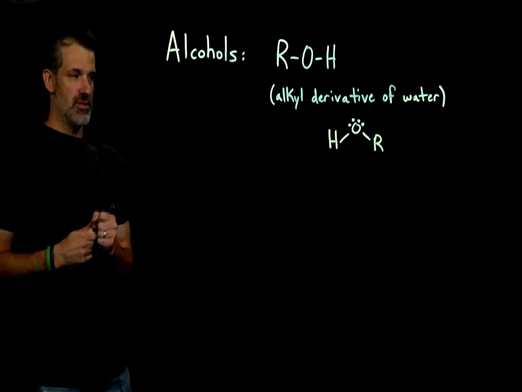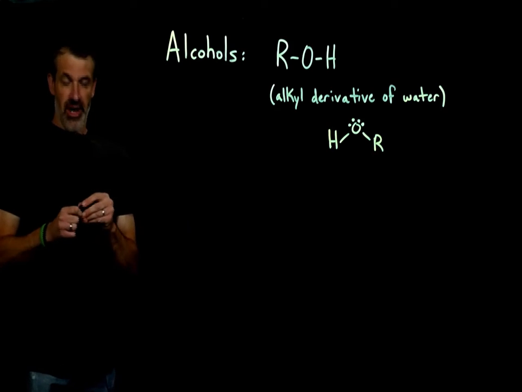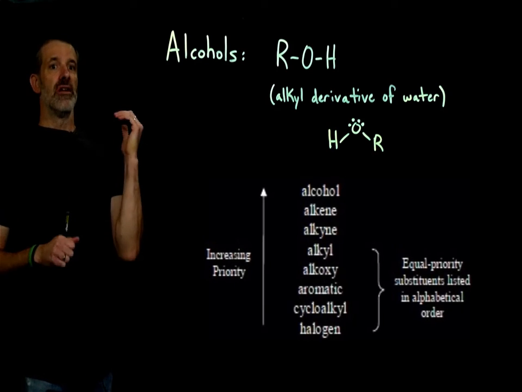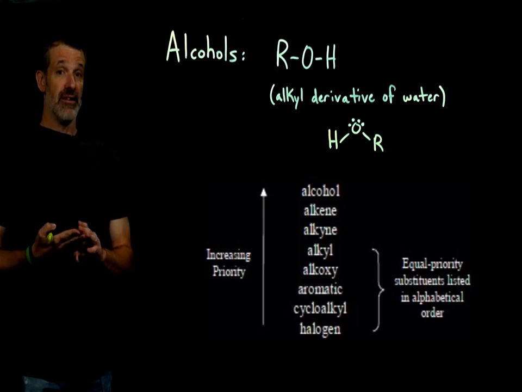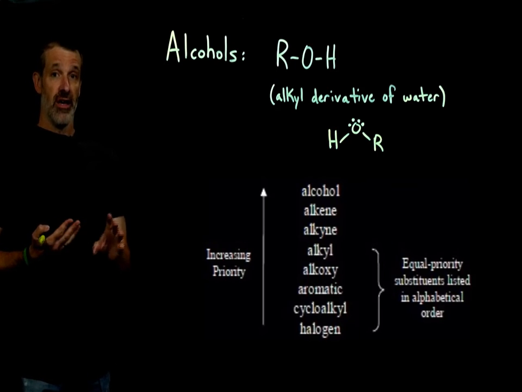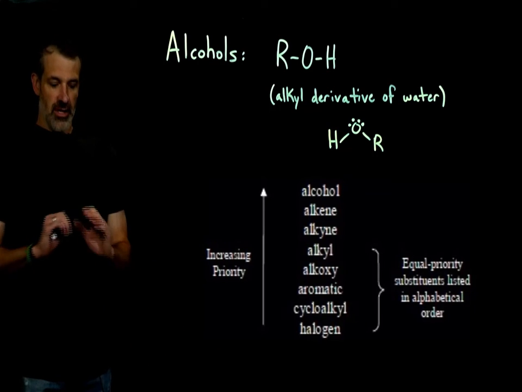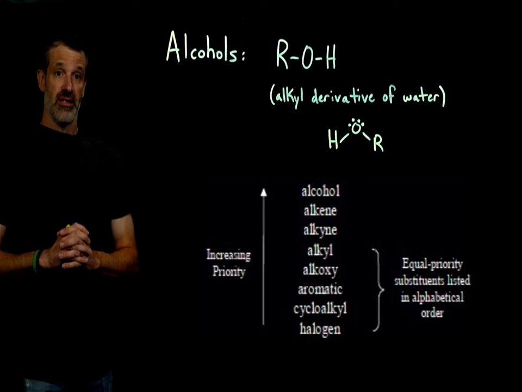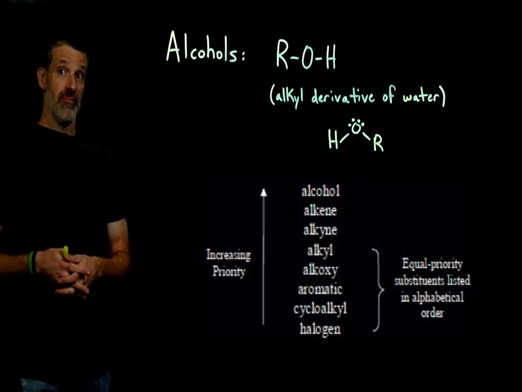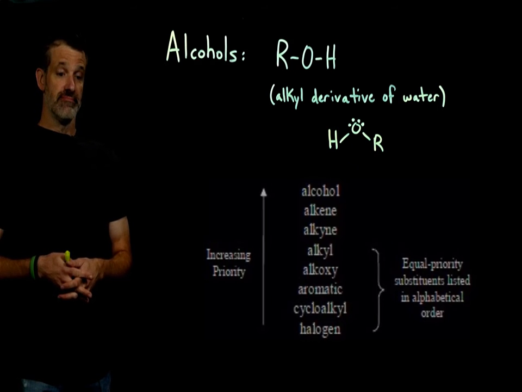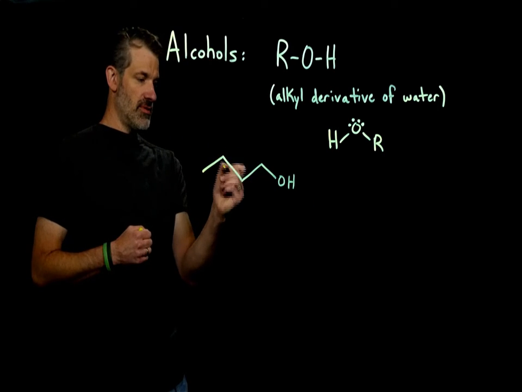So how do we name alcohols? Well, first off, alcohols in terms of priority are now higher than the earlier functional groups that we've discussed. So higher than alkenes, higher than alkynes, higher than all the alkane and alkane derivatives that we discussed, alkyl groups, cycloalkyl groups. We'll get into aromatic groups soon enough. General rule goes like this.